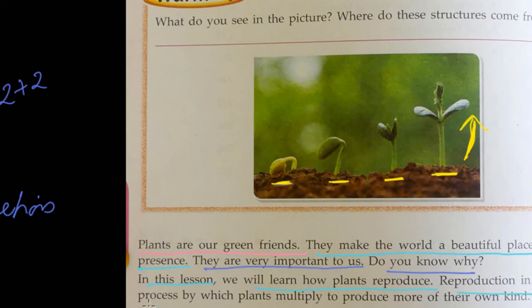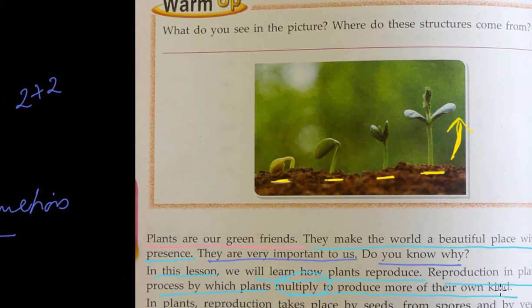Reproduction in plants is a process by which plants multiply to produce more of their own kind. Did you see this word, multiply? See, I told you, right? Multiply means to make different copies of the same plant. So it's said that reproduction in plants is a process by which plants multiply to produce more of their own kind.